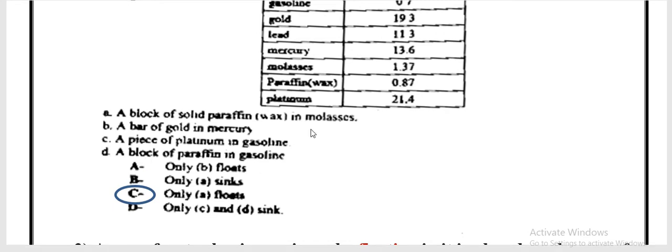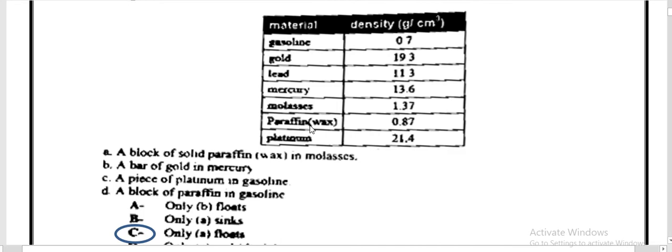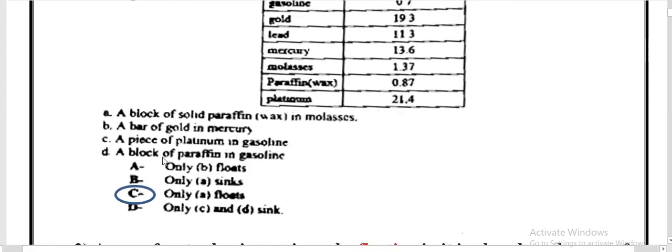D: a block of paraffin in gasoline. Paraffin has a larger density, so it will sink. So this answer would be that only A would float, as B, C, and D will sink.